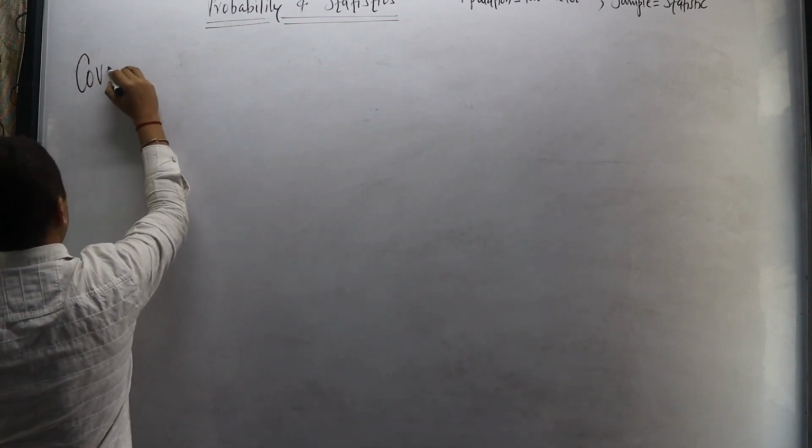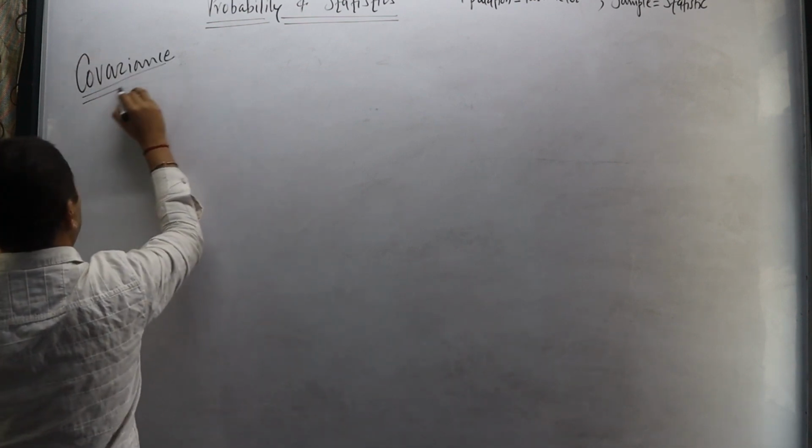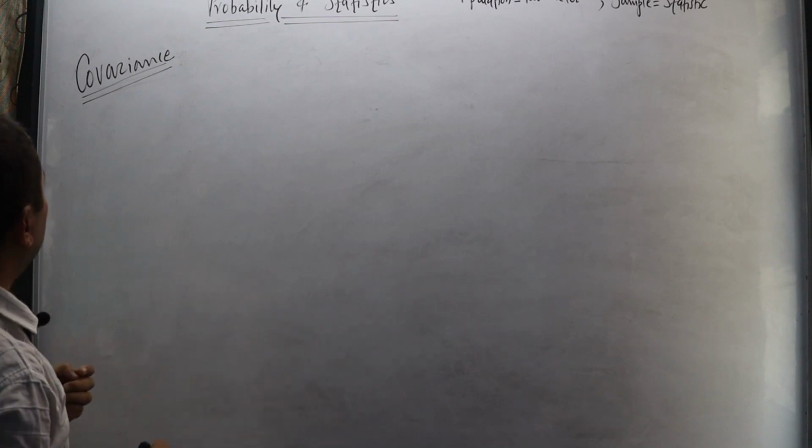In this video, we will be discussing the covariance. First of all, the general notation. Then after, we will talk about its vector counterpart.